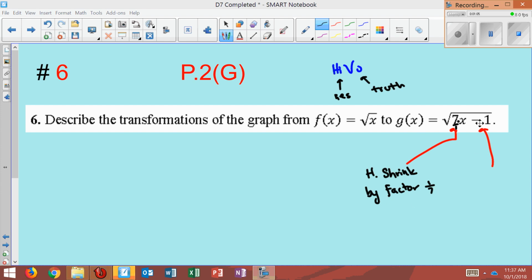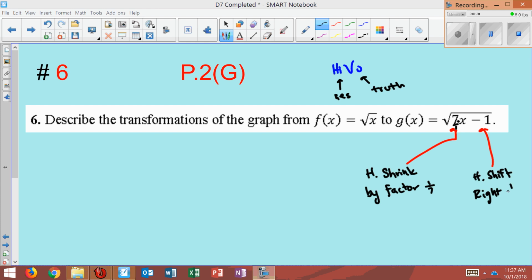Not only that, we have a horizontal shift in here. Anytime you add or subtract, it shifts the graph. It's lying, so instead of going left with the negatives, it's actually going to go right. And it'd be right 1/7.